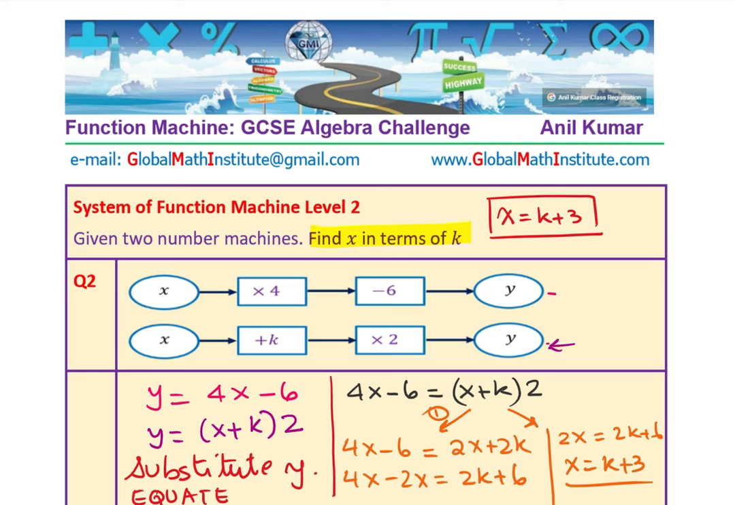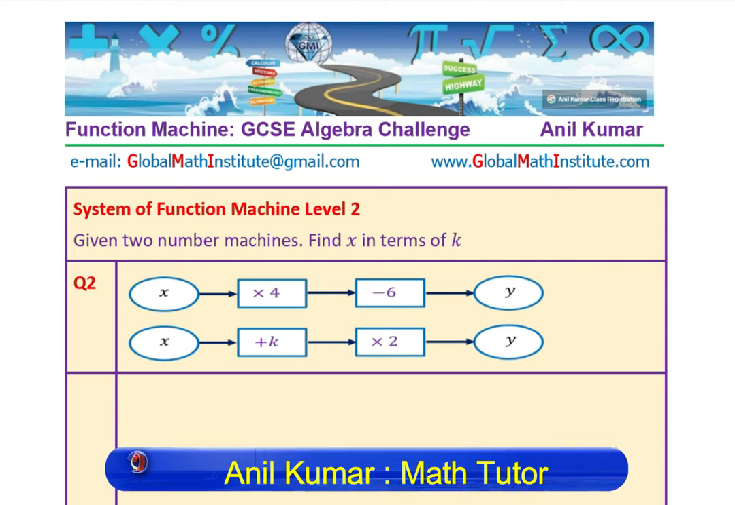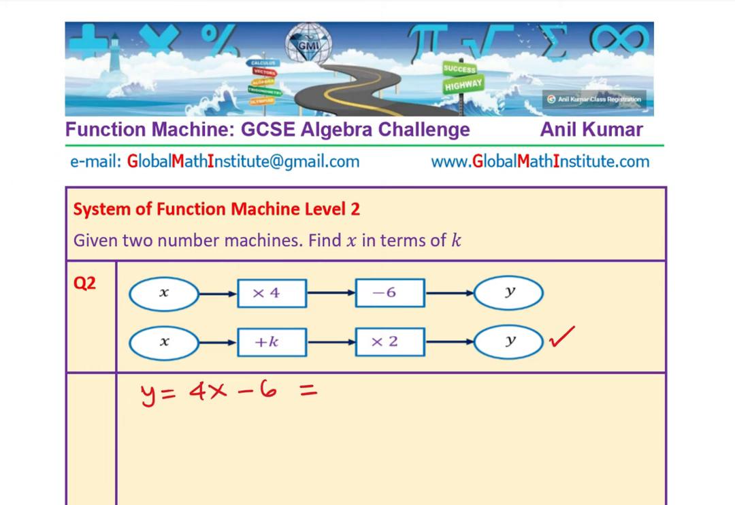Now I was talking about the other approach. So second approach, let's look into that in a fresh page. So basically what we did was, we found what this y is. So we wrote y as equals to 4 times x minus 6, and we equated this to the other y, which is x plus k times 2. That is what we did, right?